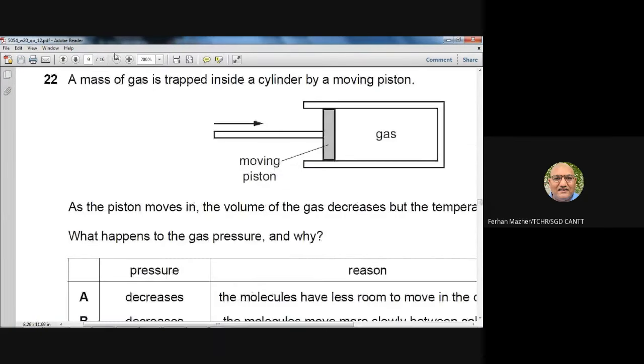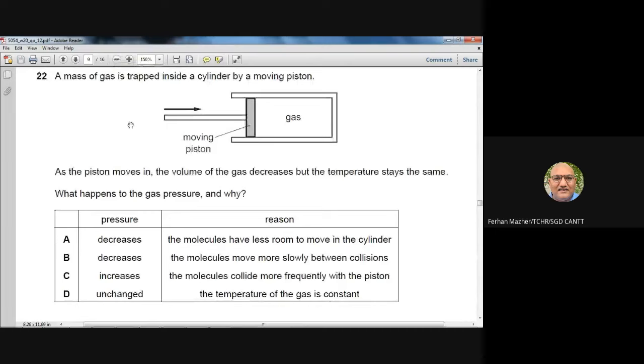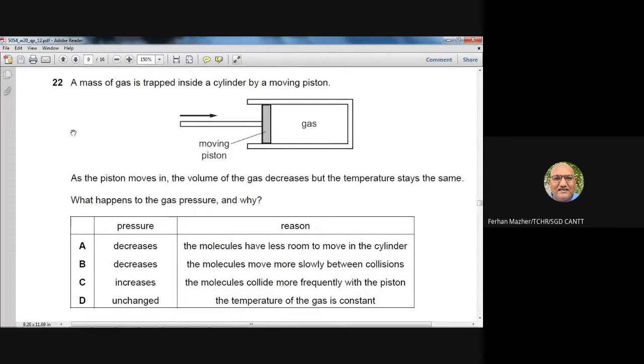Okay, so here we go. The next question is 22. A mass of gas is trapped inside a cylinder by a moving piston. As the piston moves in, the volume of the gas decreases, but the temperature stays the same. The temperature is not changing. P1 V1 equals P2 V2 can be applicable. What happens to the gas pressure and why?